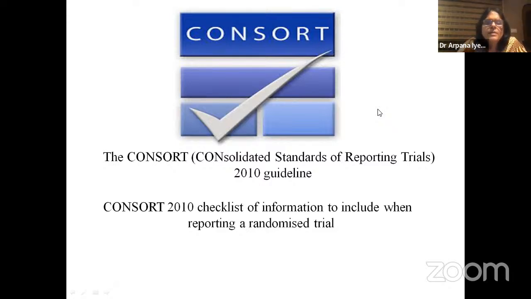The first question is, in LMIC, should we encourage pragmatic RCT rather than blinded RCT? Will pragmatic RCT be equally strong evidence for guideline framing? I would direct this to Dr. Priyambada. Am I audible? Yes, please do.